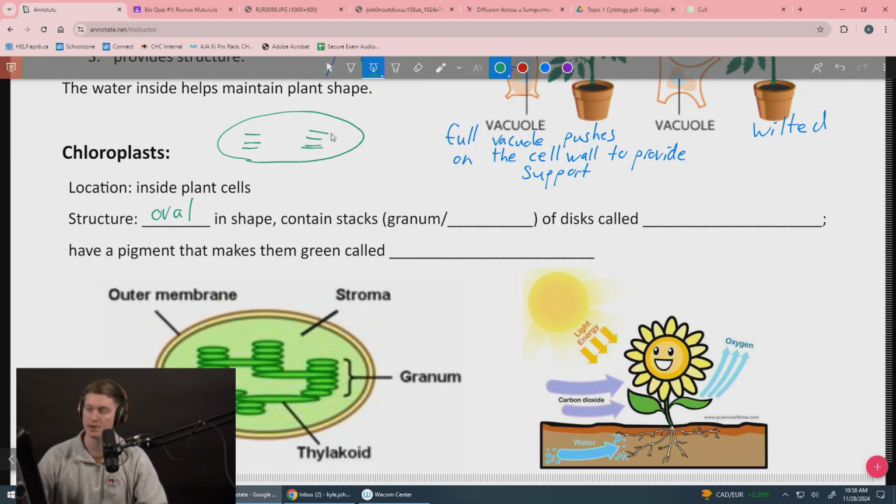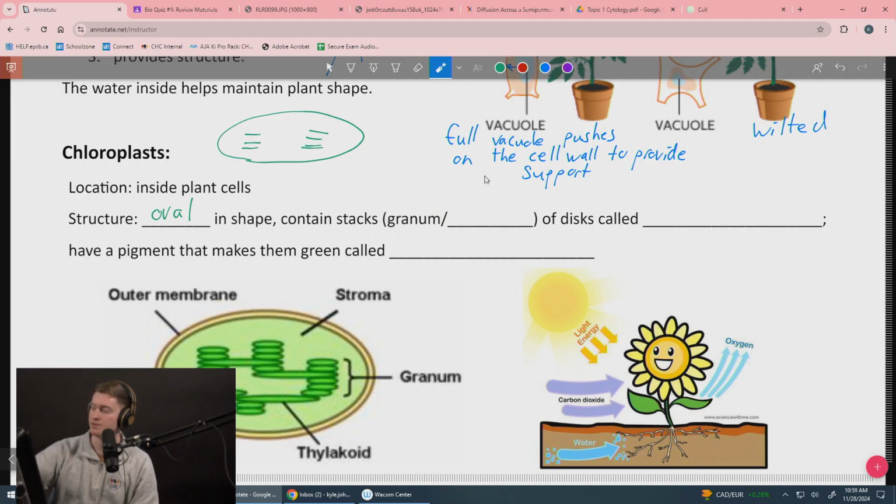But I draw it here because you will probably see a cell diagram on a quiz or a test that you have to label. And not all of the pictures are great, like the picture on the last page. If you have these stacks of lines rather than a squiggle that moves through, that's a chloroplast. Chloroplasts are also only going to be in plant cells. So if you see a chloroplast, also look for the central vacuole and the cell wall just to make sure.